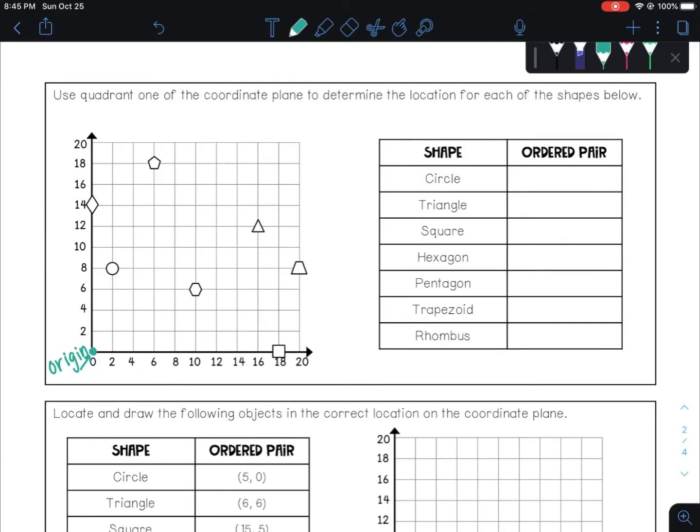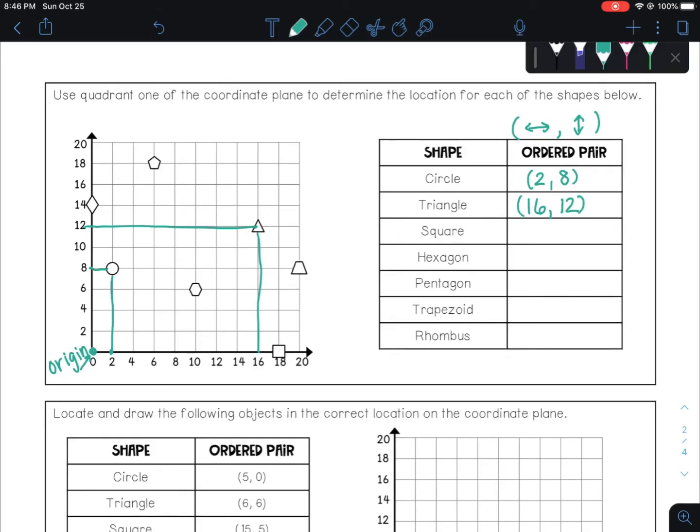So the circle, the first one, looks like it's at 2, 8. So over 2, up to 8. Remember, we want to go left and right, and then up and down. The triangle, I have to go all the way over to 16, and then all the way up to 12. So over 16, up 12.